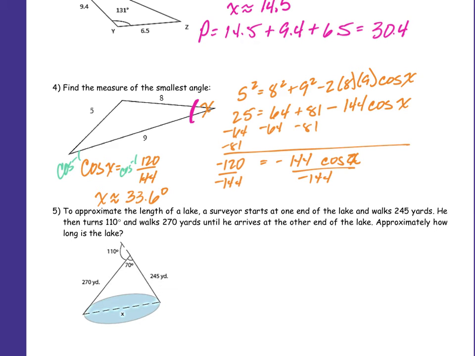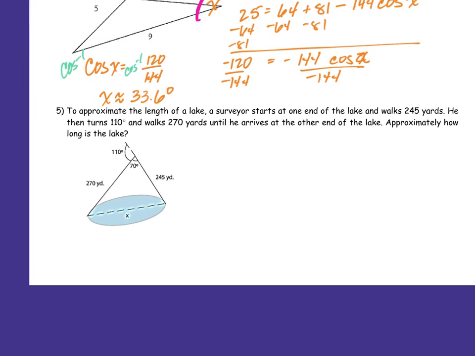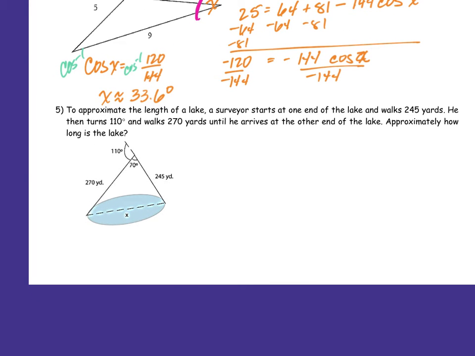Okay? Now I want you guys to try it. On number 5, it says, to approximate the length of a lake, a surveyor starts at one end of the lake and walks 245 yards. He then turns 110 degrees and walks 270 yards until he arrives at the other end of the lake. Approximately how long is the lake? So they want you to find x. I want you to go ahead and try this.